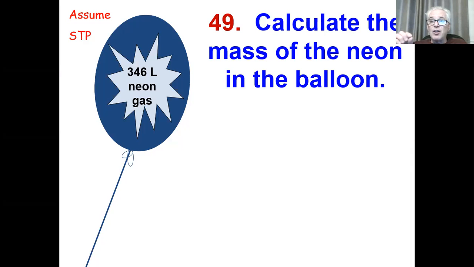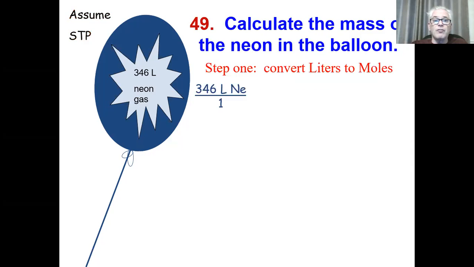So volume to moles. Where do we start? Look, 346 liters over 1. That's the starting point. To get from volume to moles, we need to remember the conversion factor. 1 mole equals 22.4 liters. Write your units. Look, we got liters in the numerator. We got to put the liters in the denominator. Look at this. Because watch what happens. I love this when I do this with my other hand. Look.